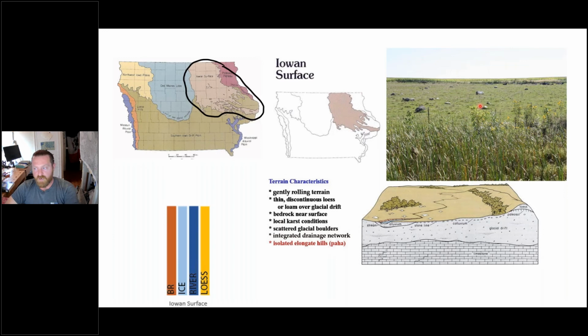So luckily, I grew up on a farm that had a little bit of loess cover, so I didn't have to pull many of these out of the field.